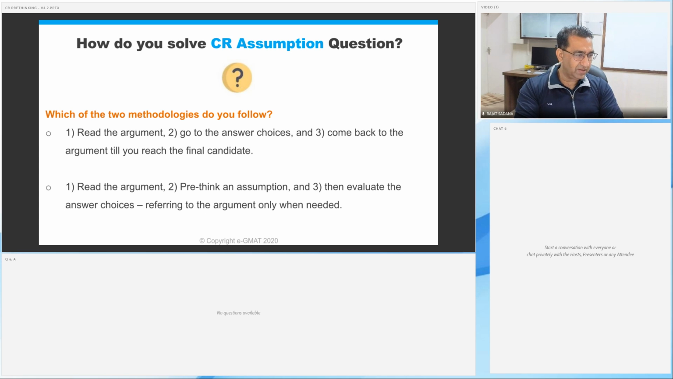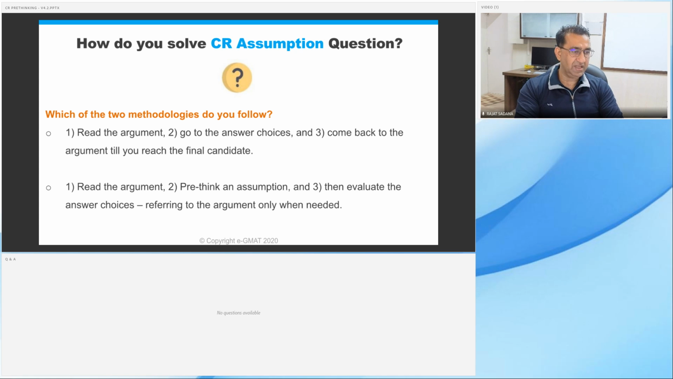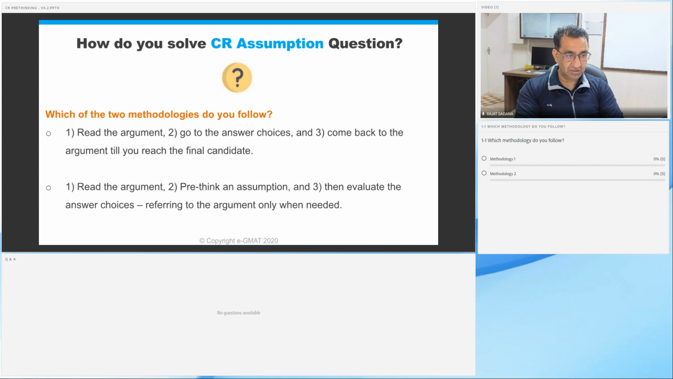Okay, so with that, I want to ask this question. How do you currently approach CR today? There are 2 methodologies. Methodology one is the non-pre-thinking method. Methodology two is the pre-thinking method. Which methodology do you use today?